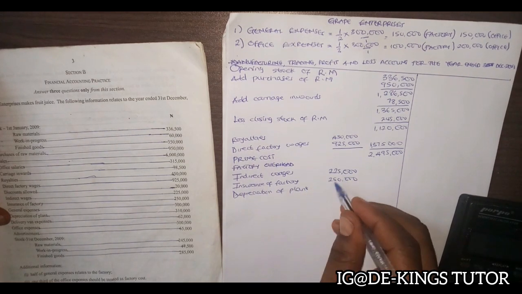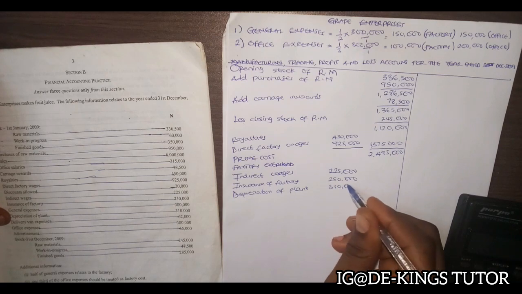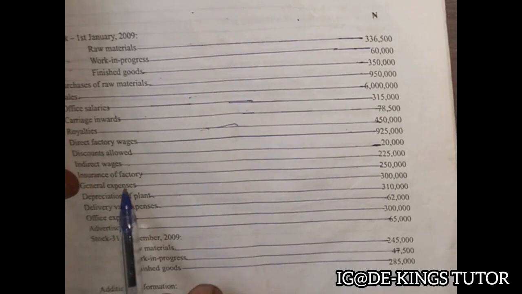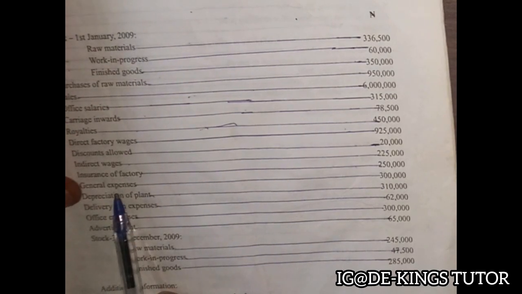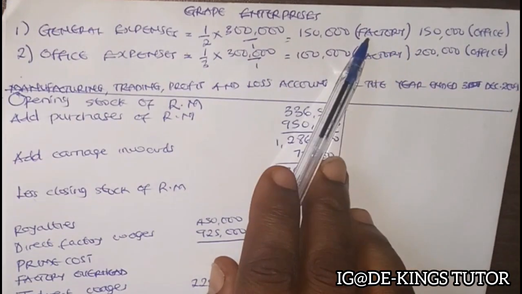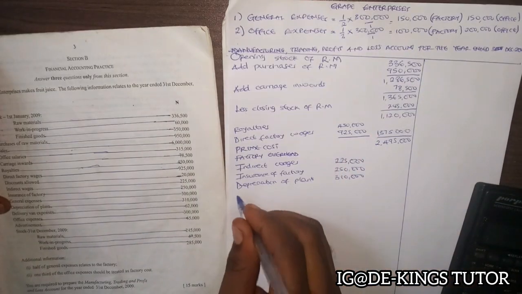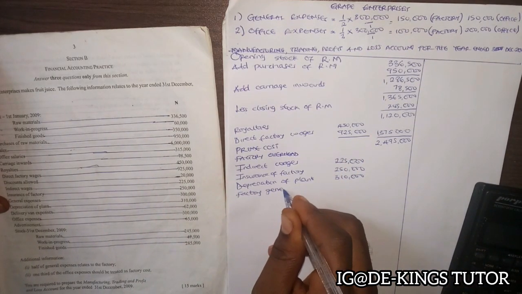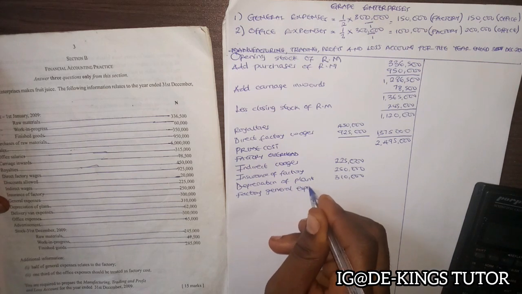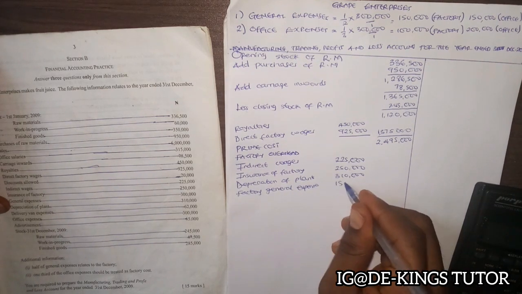Depreciation of plant, 310,000. Then remember our general expenses that we did adjustment. They said 150,000 is for factory. So have factory general expenses, 150,000.